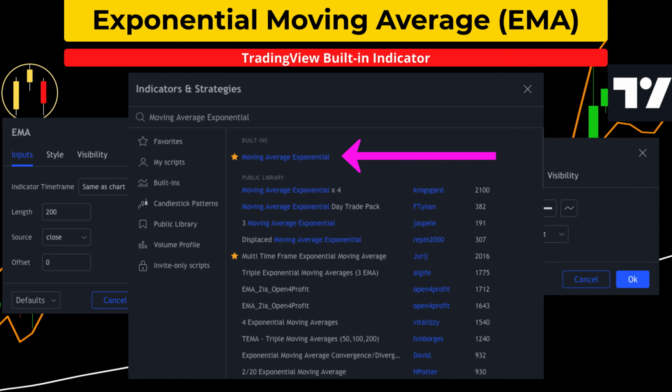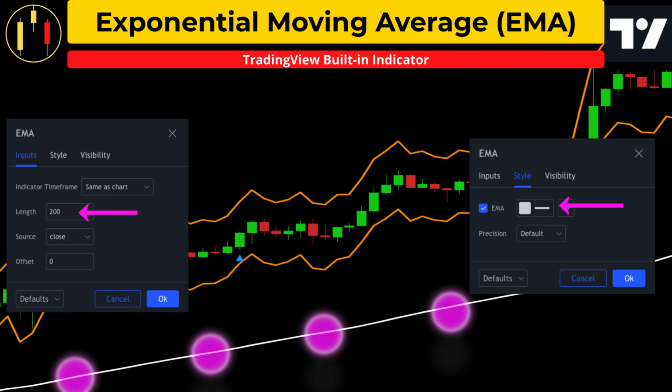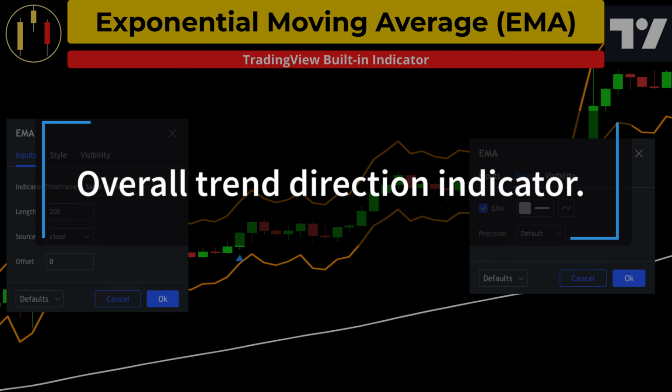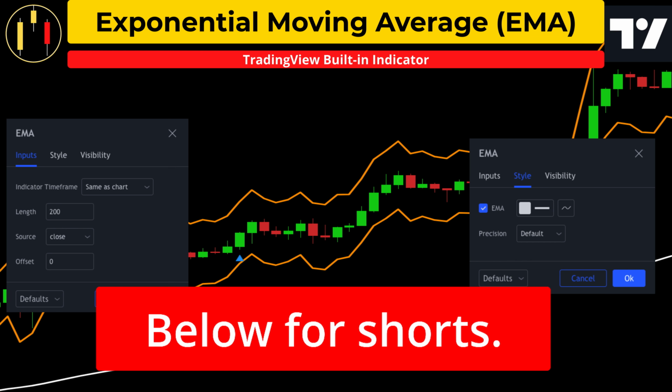The first indicator is the exponential moving average, or EMA. The length will be set to 200 and the color set to white. The 200 EMA serves as our overall trend direction indicator. We will only be longing above and shorting below this white line.